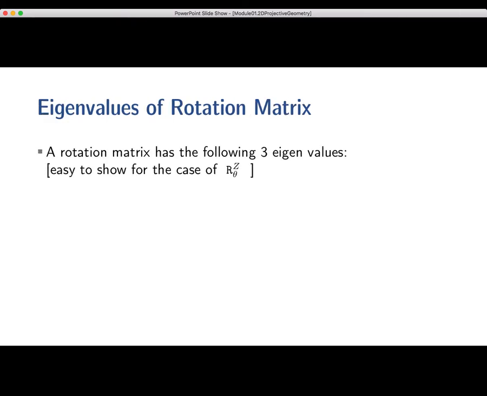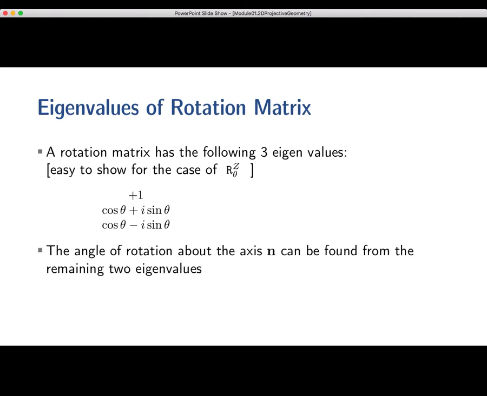So a rotation matrix has the following three eigenvalues. They are +1, cosine theta plus iota sine theta, and cosine theta minus iota sine theta. This is quite straightforward to show for, let's say, a rotation about the z-axis by theta. In fact, I did part of that in the tutorial, and I showed the cosine theta plus iota sine theta case. So how do I find the axis and the angle of rotation? I'll just do an eigen decomposition and find the eigenvector corresponding to the eigenvalue of +1. How do I find the angle of rotation? Well, I can do that by the remaining two eigenvalues, because theta appears in the remaining two eigenvalues.